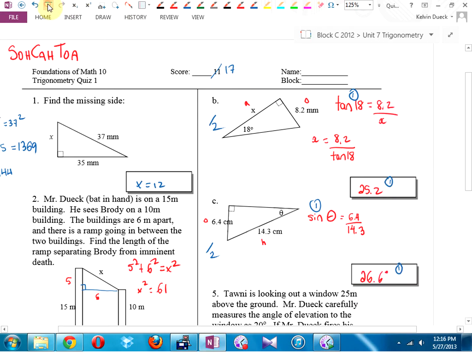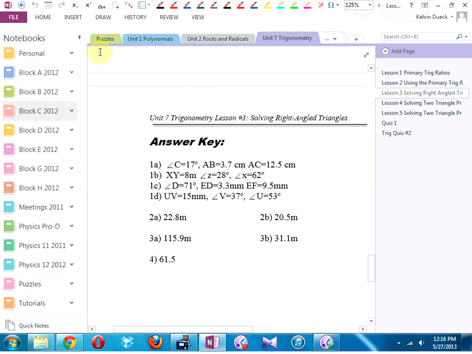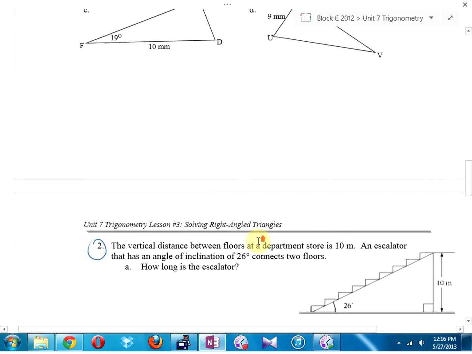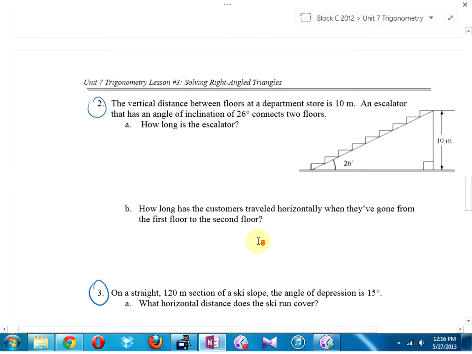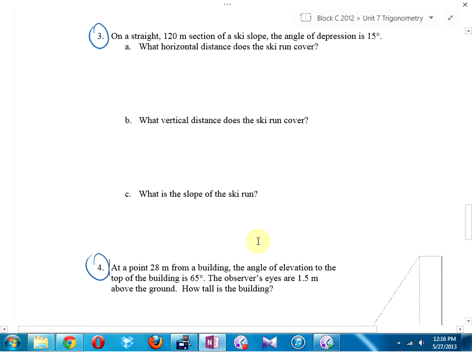So I gave you some questions to try from the homework, from lesson number 3, solving right angle triangles. Wasn't too much, but were there any of these that you wanted me to go over? Now is your chance to ask. Number 3. Did you get 3A okay?